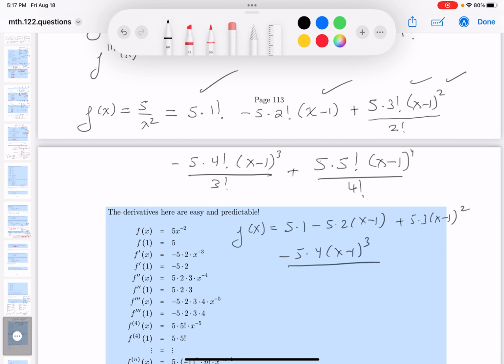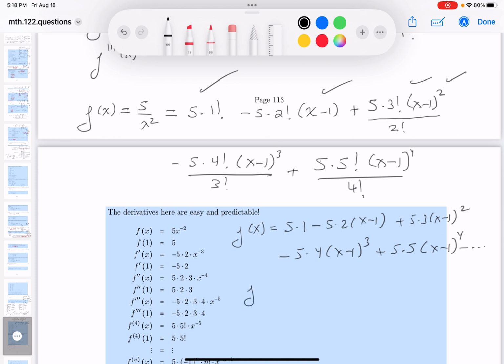Whoops, I don't need a fraction bar there, sorry. The factorial cancels. 4 factorial over 3 factorial is just 4. What's the next guy going to be? Plus 5 times 5, x minus 1 to the 4th power. And this goes on forever. I'm going to write the sum down now.